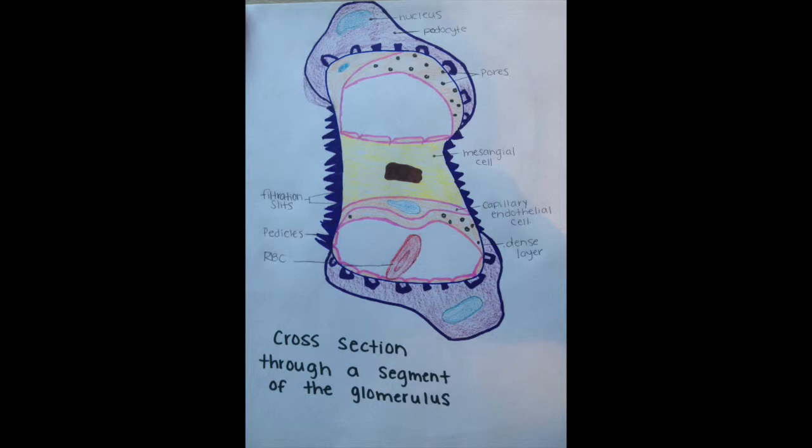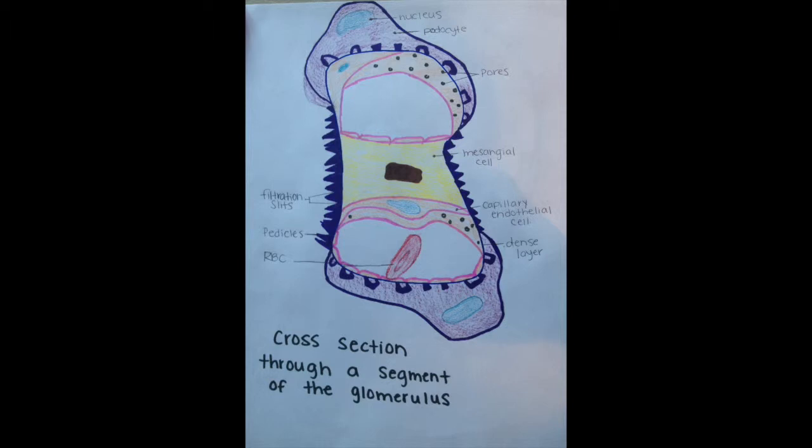To begin, the renal arteries receive blood from the heart. Then, that blood enters the afferent arterioles. Next, the blood enters the glomerular capillaries. The glomerular capillaries are a bit more complex than your regular capillaries.